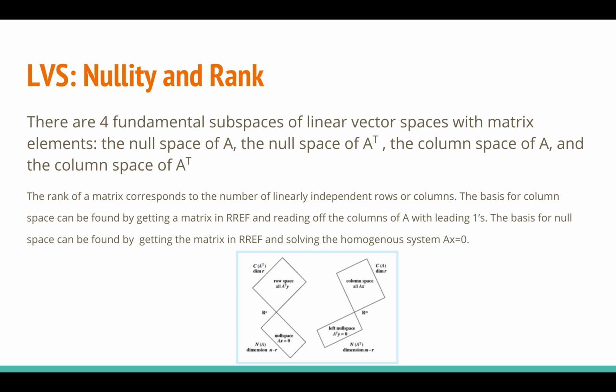The basis for column space can be found by getting the matrix in RREF, row reduced echelon form, and reading off the columns of A with leading ones. The basis for null space can be found by getting the matrix in row reduced echelon form and solving for the homogeneous system AX equals 0.